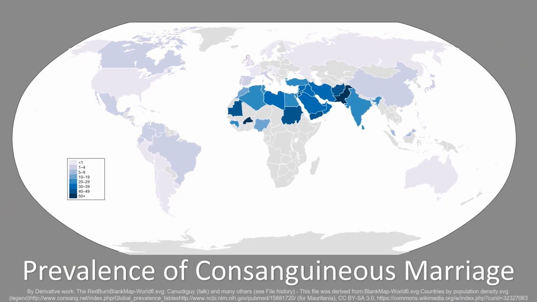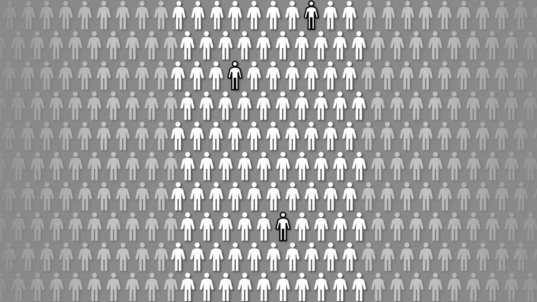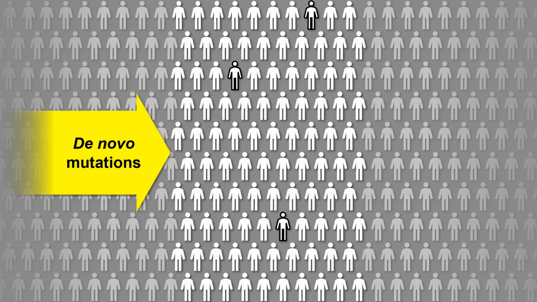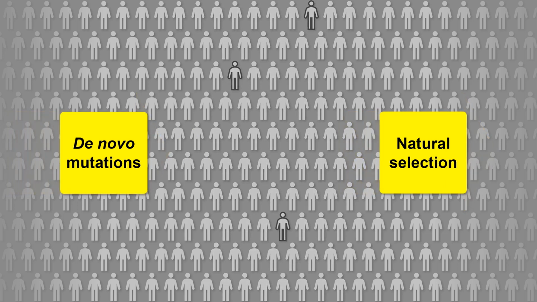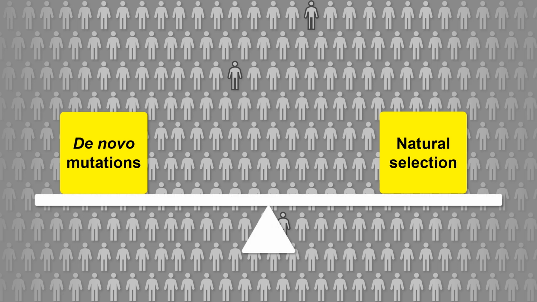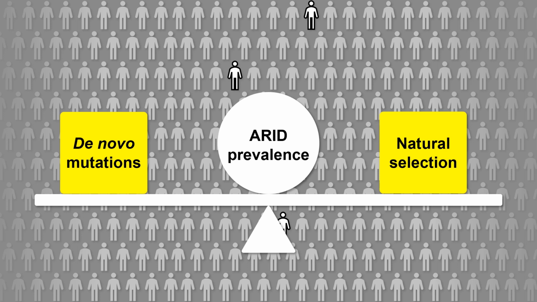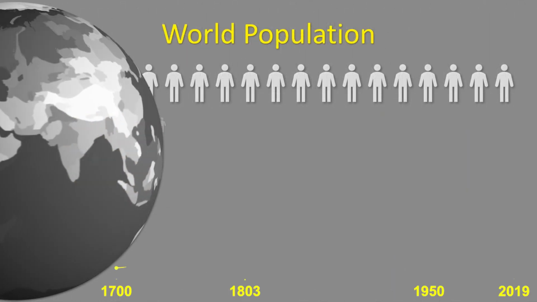So, what is the connection between AR-ID prevalence and the mating scheme of a population? Independent of the mating scheme, the prevalence of autosomal recessive ID is determined by the deleterious alleles that enter the system by the de novo mutation rate on the one hand, and those which are removed from the system by natural selection on the other hand. In a steady state, these processes are in balance, and if they are the same for two populations, so should the prevalence. So why does the mating scheme matter?